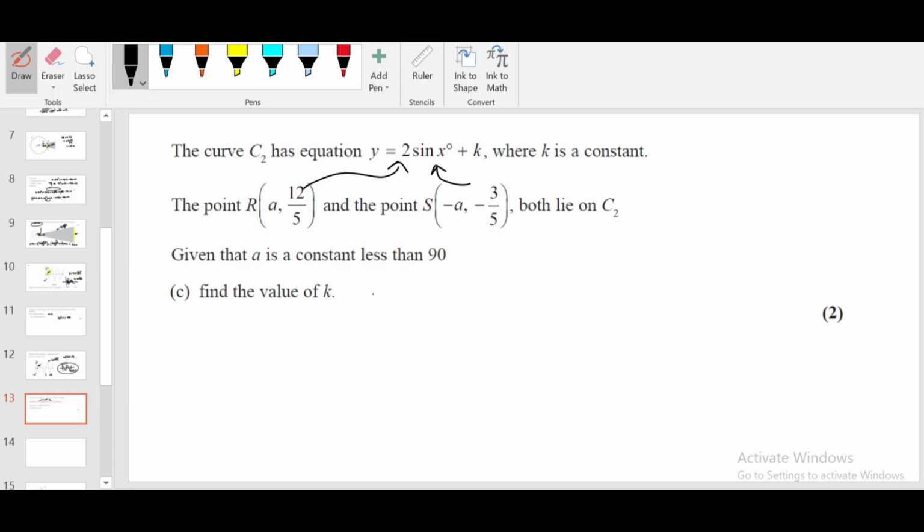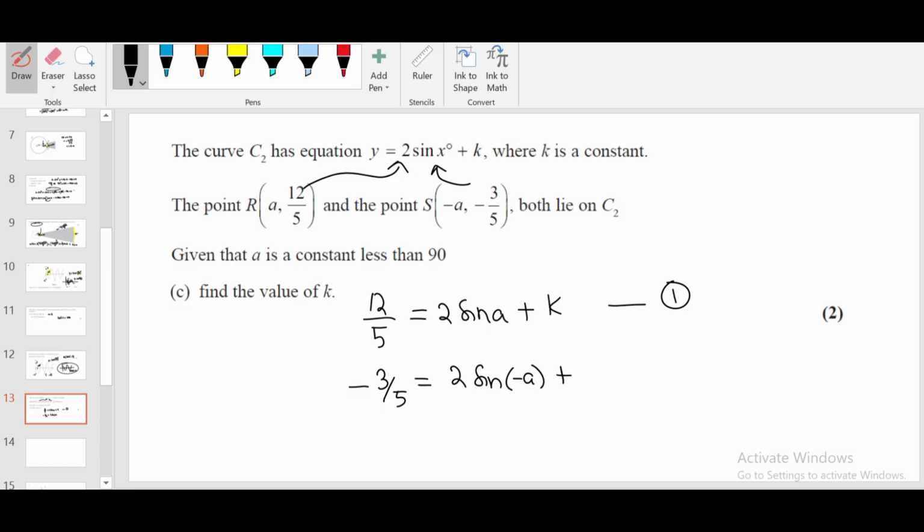I'm going to replace y by 12 over 5, x by a. So 2 sine a plus k, that's equation 1. And sub in the next point, minus 3 over 5 is equal to 2 sine of minus a plus k. Take it as equation 2.